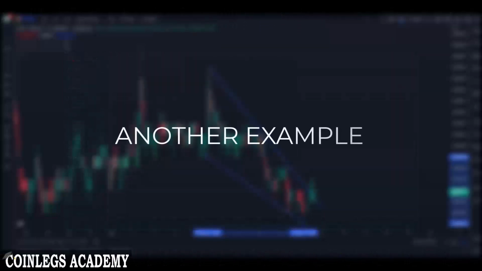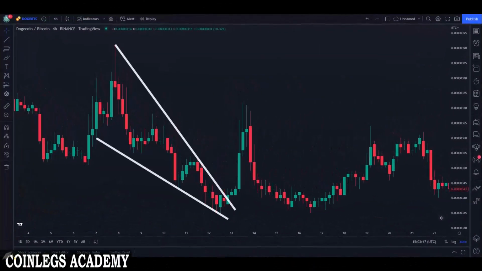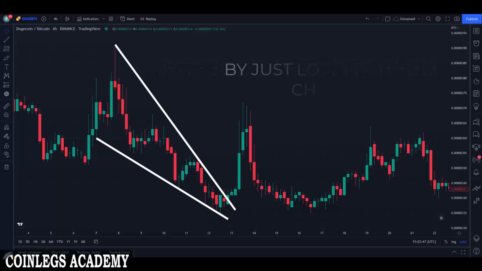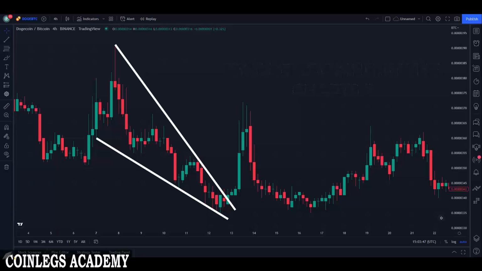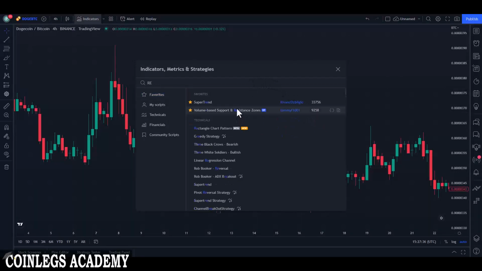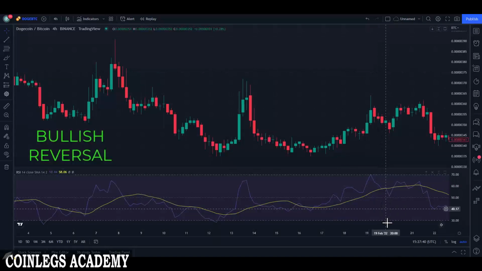Now let's look at another example. As you can see in this example, we have a falling wedge pattern. But is it a safe and profitable zone? How can we know that by just looking at the charts? But like in the last example, we can use other indicators to determine our entry and trend reversal. In this example, I will use the RSI indicator to determine my bullish reversal signal.